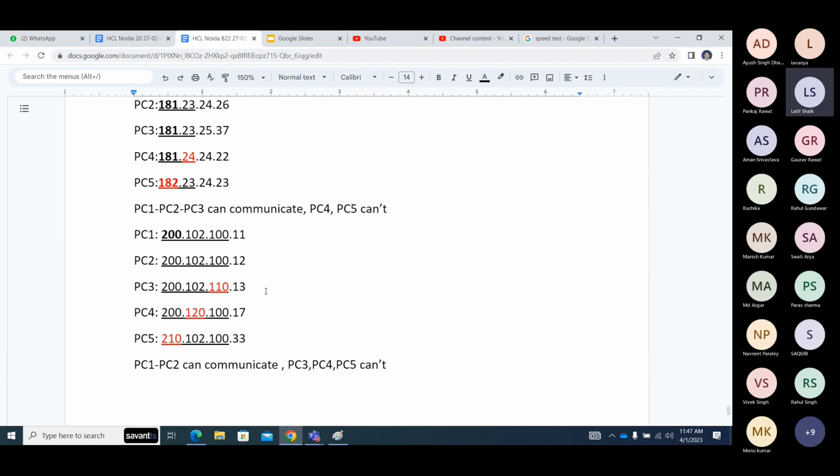If you see PC1 and PC2, the first three portions are the same. But in PC3, the third octet is different, and in PC4, the second octet is a different number. In PC5, the first octet is different. The three octets must match. So PC1 and PC2 communicate with each other, but cannot communicate with PC3, PC4, PC5.